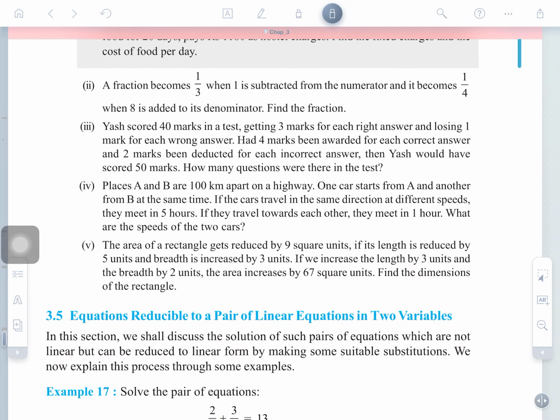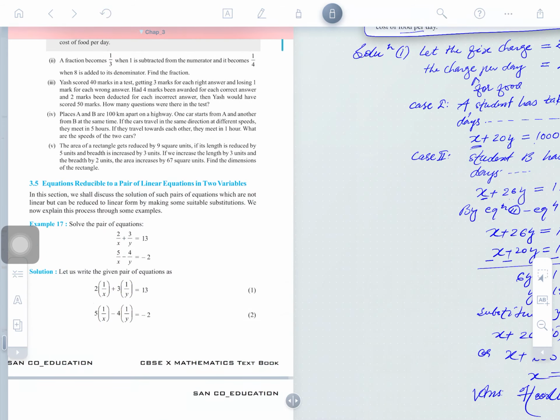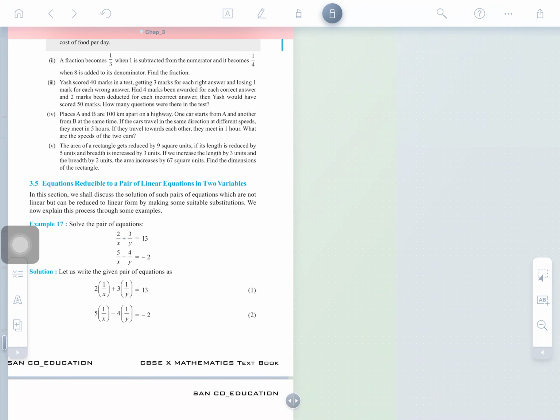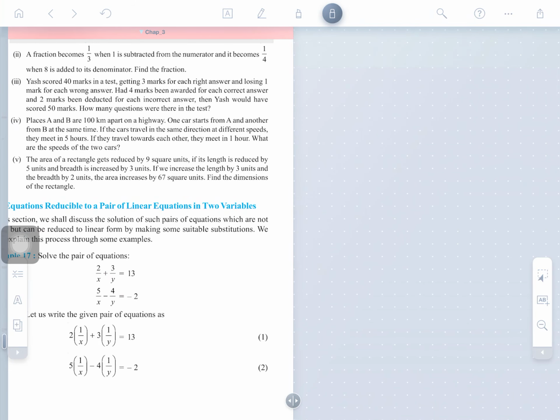So now the third question. What is the third question saying here? And what is the method of solving the third question? Is that clear guys? The method of solving the third question I'm telling you. It's very simple.